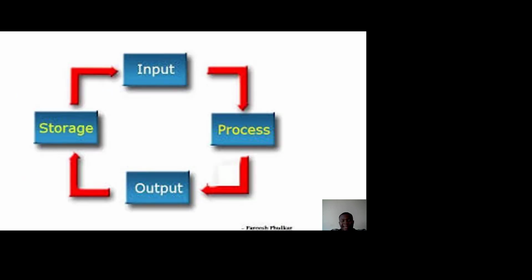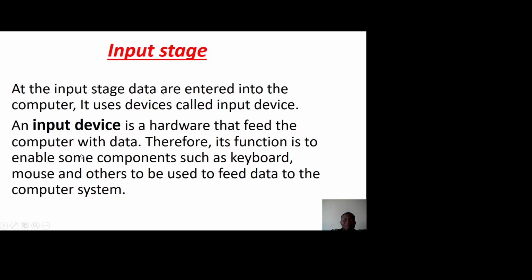So this is a diagram to represent the information processing cycle, similar to the corn mill machine. When you first input the raw materials, or you input the data, it processes, then it comes out to become the information. After the information, you store the information. That is the storage stage. So we have the input stage, the processing stage, the output stage, and the storage stage.